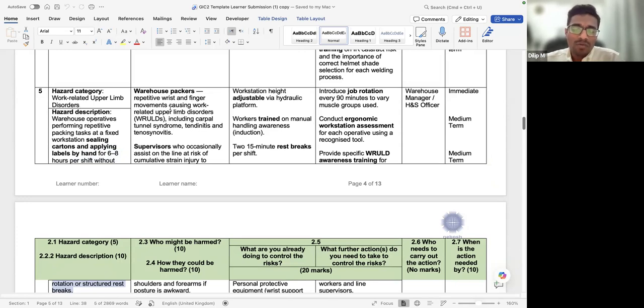Then column number 2, who might be harmed and how. So, who might be harmed? The warehouse packers. How could they be harmed?